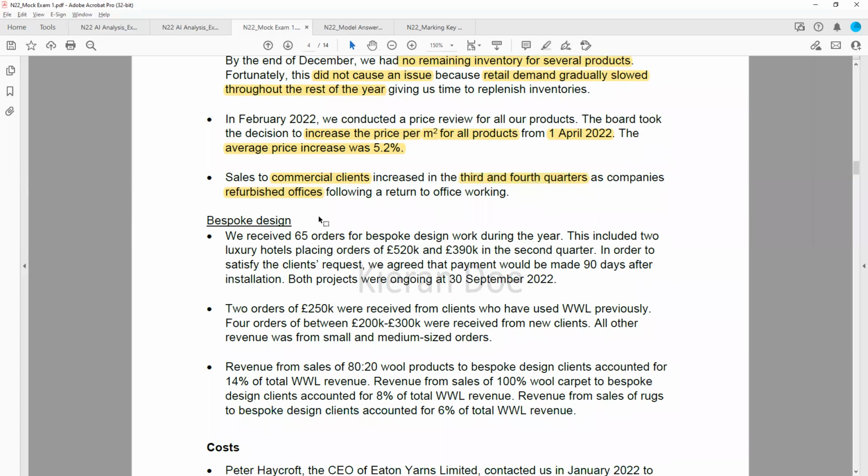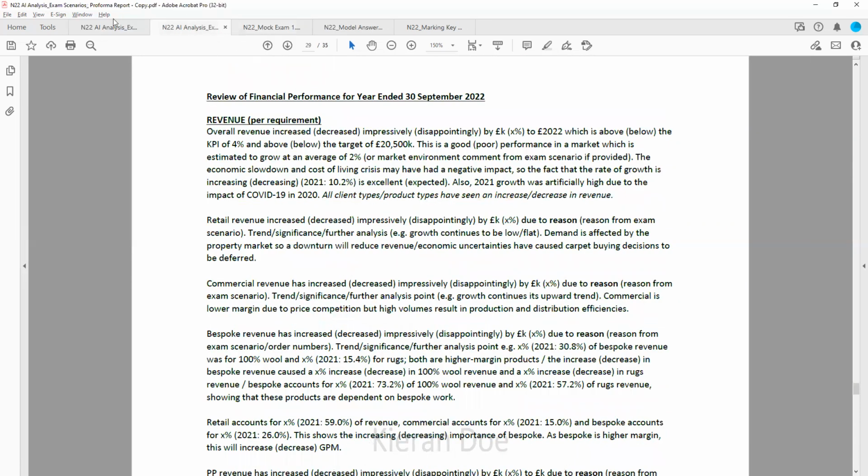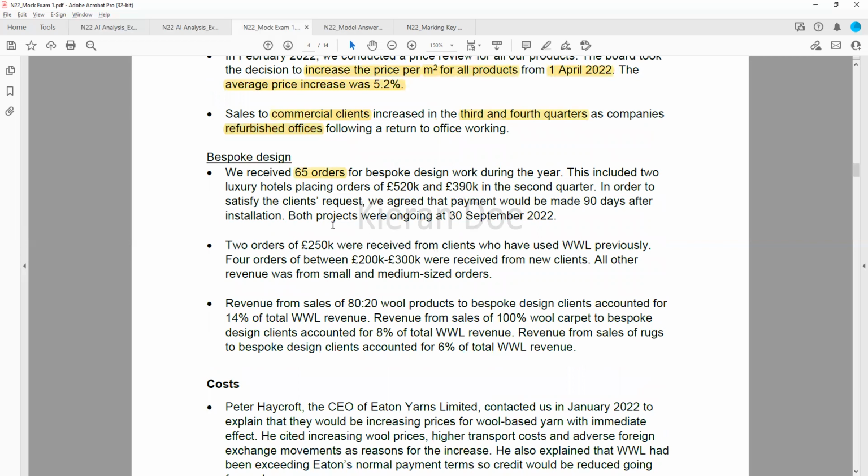And then we've got something specific on bespoke. So we're told about the number of orders. And of course, we had some information on this in the AI. So we knew from the AI analysis class, we could do further work on the bespoke. So the number of orders, we can clearly see that's gone up. So that's going to be a reason why that's gone up. So, bespoke orders are higher than they were in the previous year.